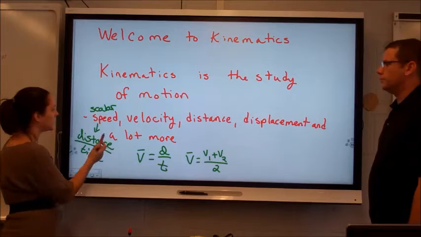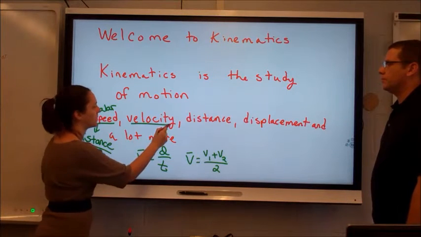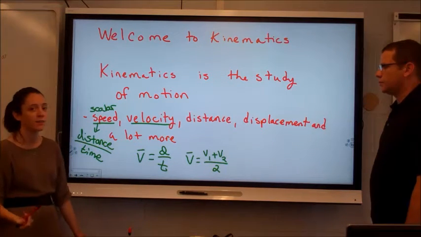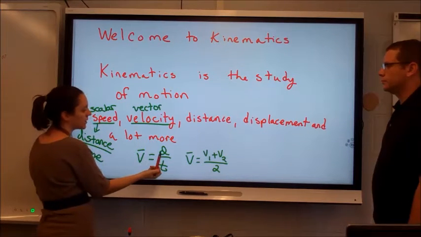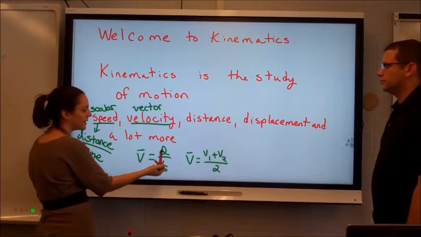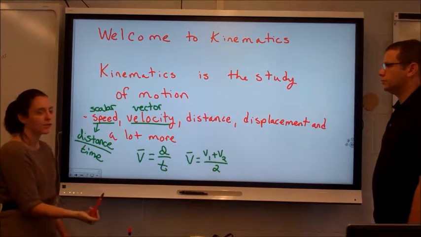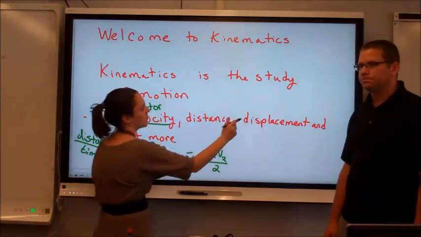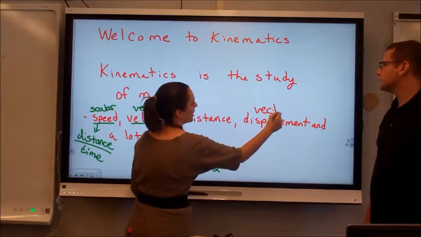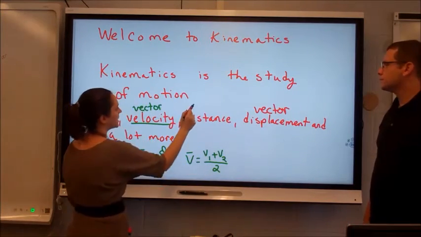Now this formula is for speed and for velocity, but the difference is that velocity is a vector. So when we go to use this formula, instead of plugging in distance over time for average velocity, we're plugging in displacement over time, because displacement is a vector. And distance is a scalar.